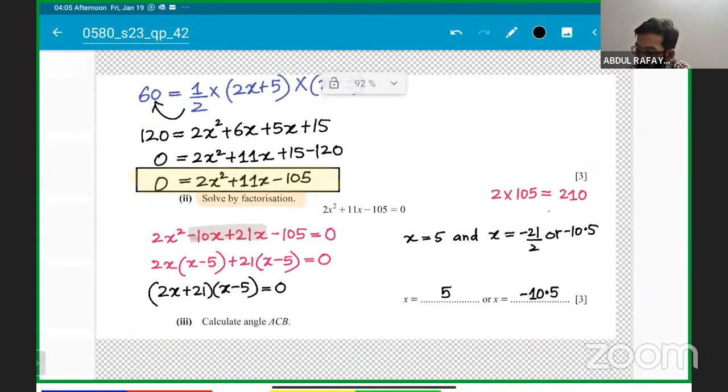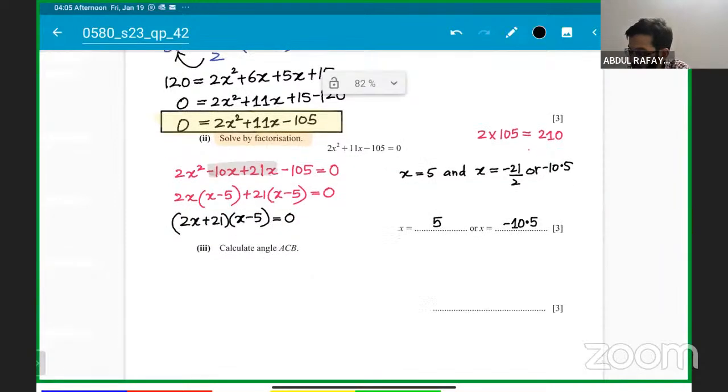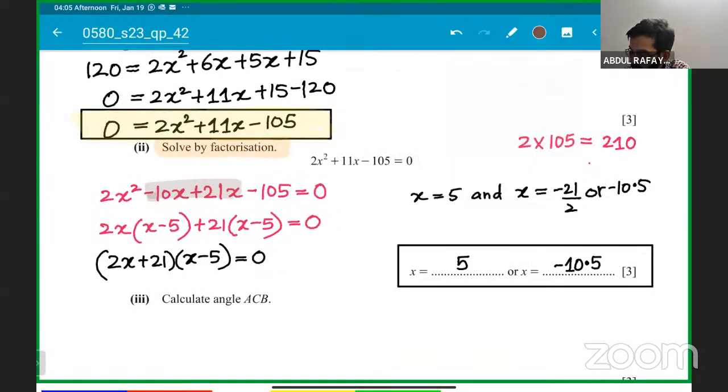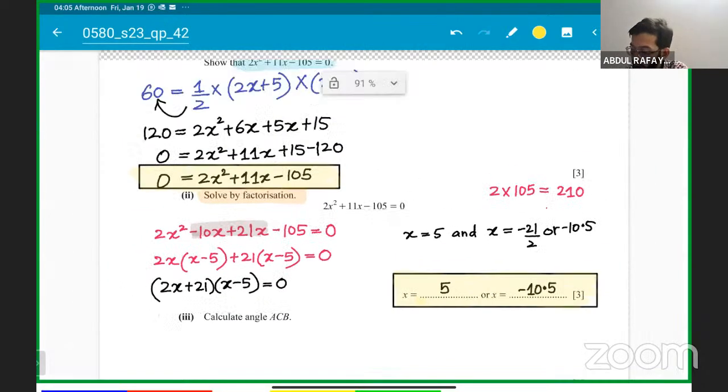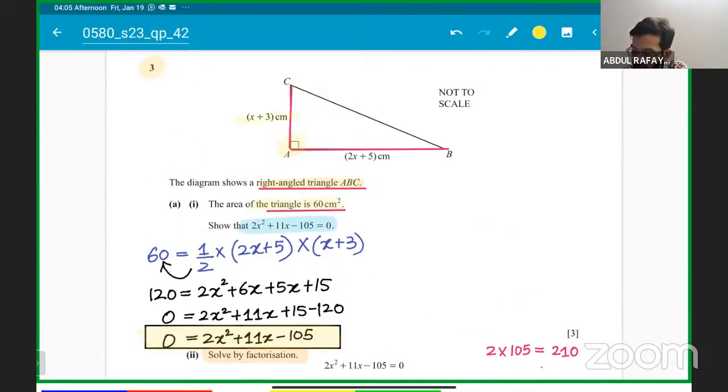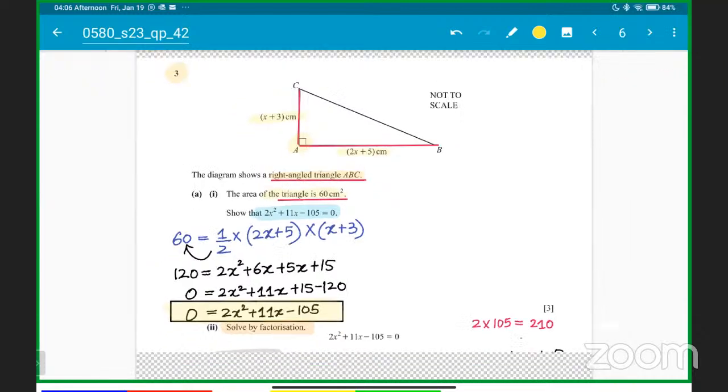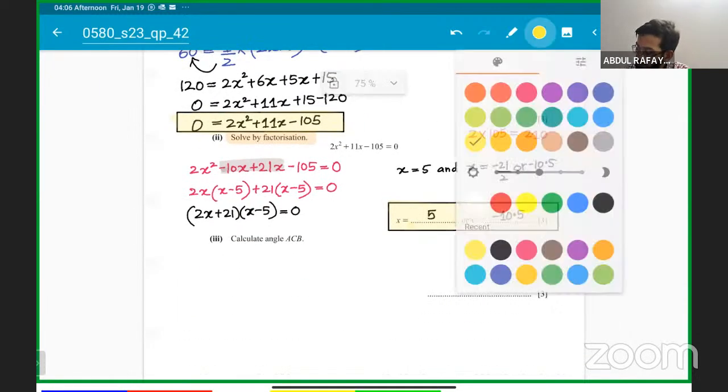Always these types of questions are given so that you have to choose one of the answers. Which x value will you choose for the next part, students? You will choose the positive x value because length cannot be negative, right? The x value will be 5, that is the only answer possible. Why? Because x cannot be negative. We cannot take negative 10.5. Length cannot be negative, right? Everyone getting it? Clear on this? Any questions? Any problem? Sir, yep, go on.